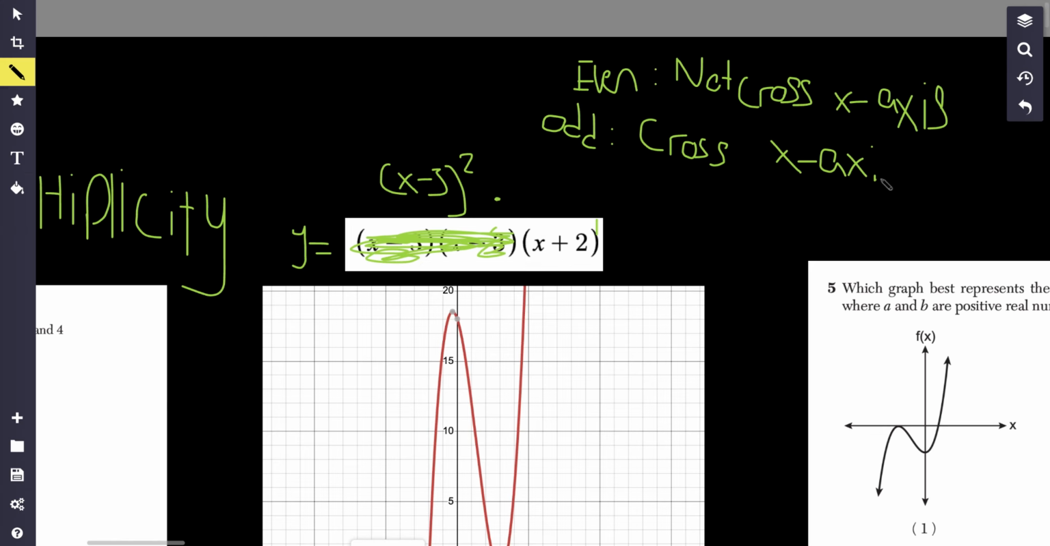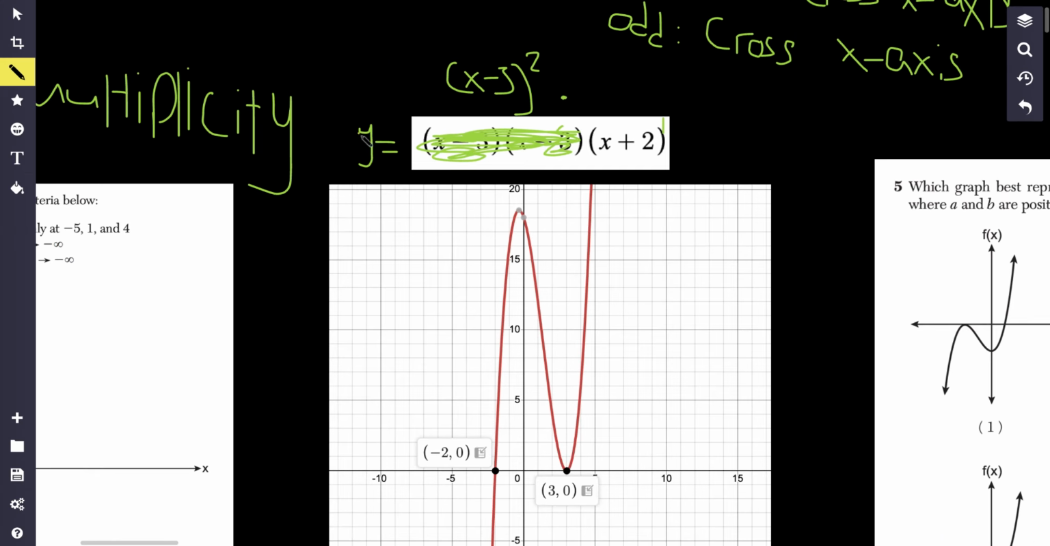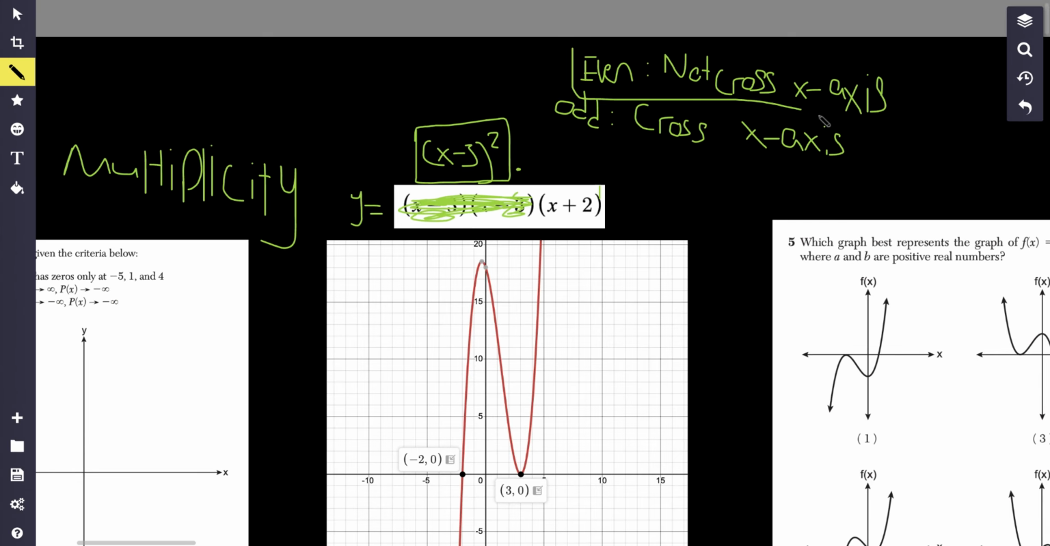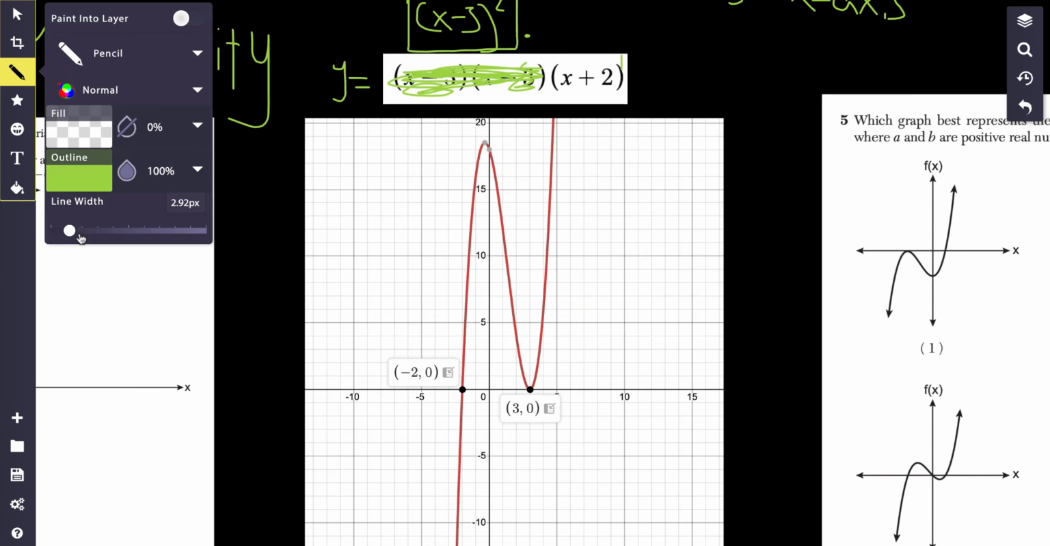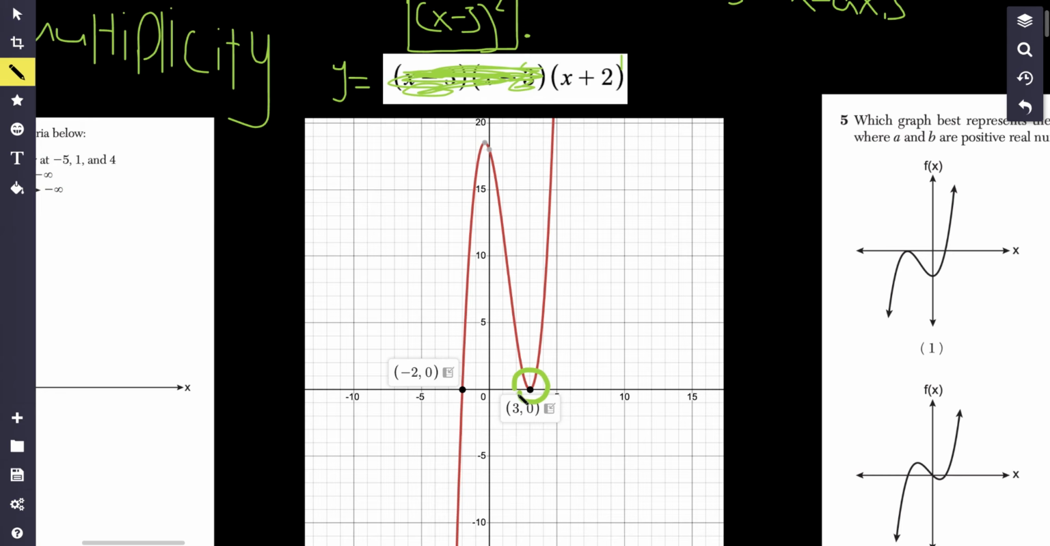So in this case, I have y equals x minus 3 to the second power. From this rule, we see that if you have an even exponent, it does not cross the x-axis. So notice that at x equals 3, right over here, we don't cross the x-axis. We dip down to y equals 0, and then we just go all the way back up. We don't cross the x-axis.